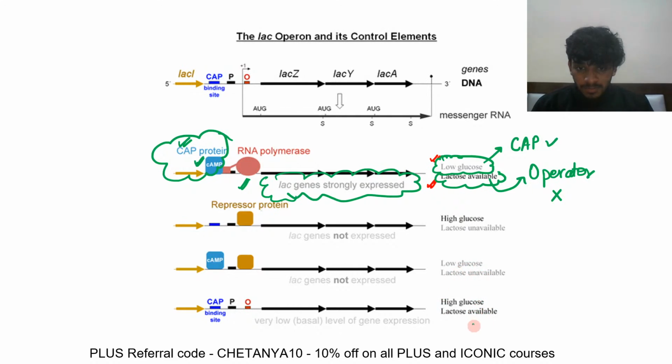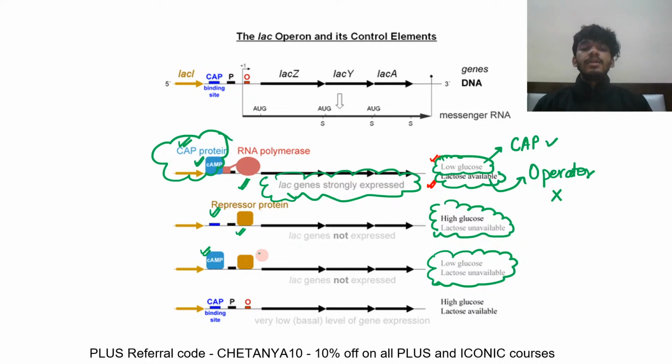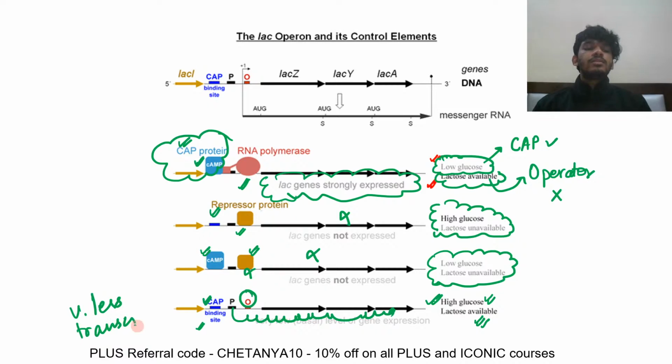See here, if there is high glucose and lactose is unavailable, then the repressor protein will be bound, so there will be no transcription. If there is low glucose and again lactose is unavailable, then again there is repressor protein and there is no expression of Lac genes. Only when there is availability of lactose will the repressor be absent, the operator site be free, and only then can the polymerase function. In that case, if there is high glucose, then the CAP binding site is going to be unoccupied, so there will be very little or basal transcription. Only when the CAP site becomes full, with the help of cAMP, will the Lac genes be strongly expressed.